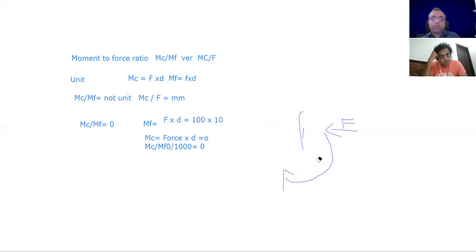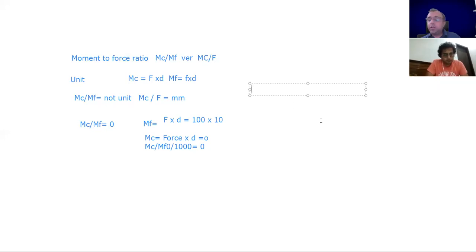I will erase this one. If the moment of couple is not present, then even if the moment of force is present, the result would be 0. So when we say moment of couple to moment of force equals 0, it means there's uncontrolled tipping.